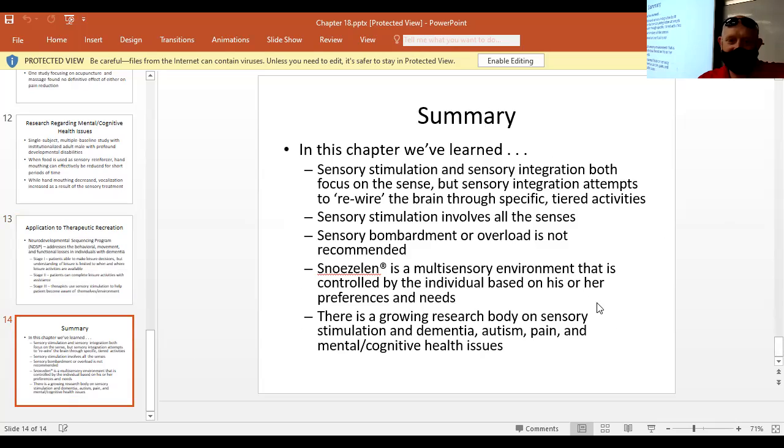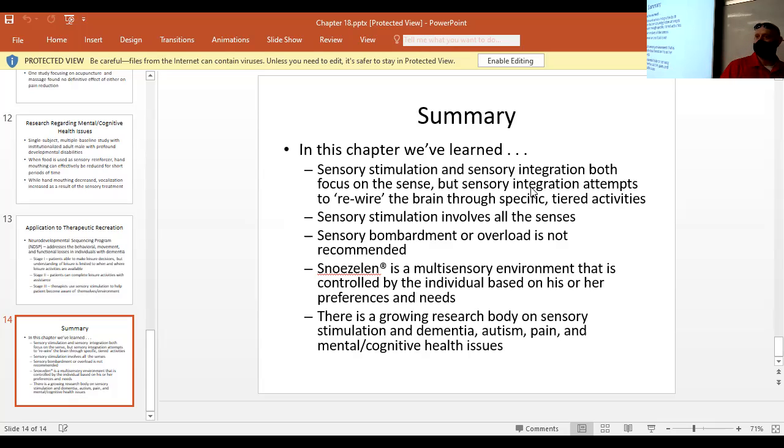All right, let's look at this summary and see what I need to share here. Sensory integration attempts to rewire the brain through specific tiered activities. And when we say tiered activities, that's what we were talking about, how you bring them in slowly, and people will adjust according to how much they can handle and how much works for them.